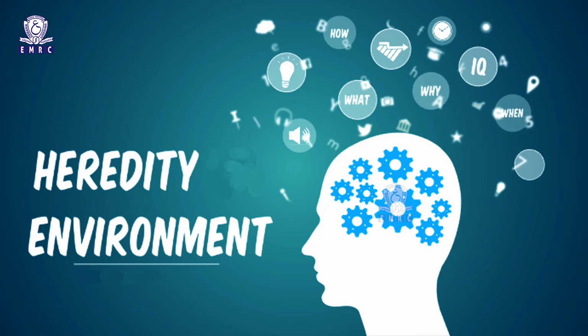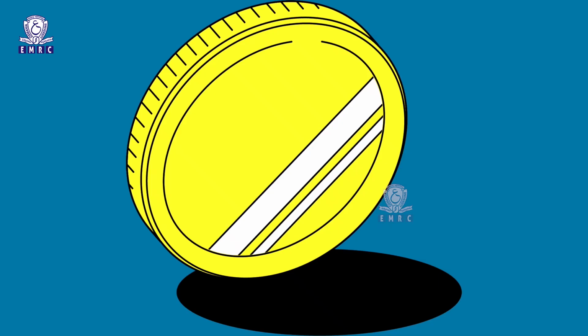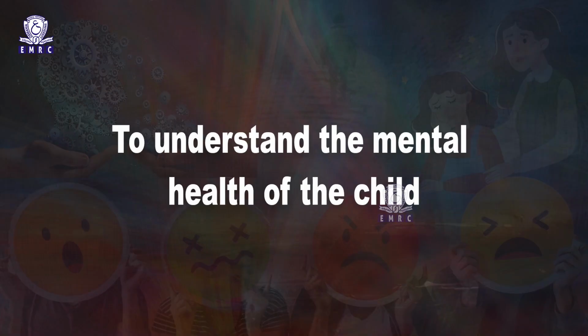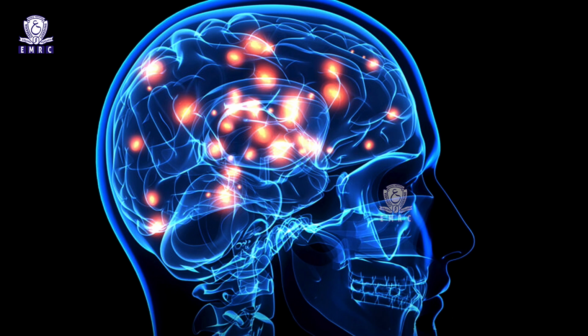Next, to understand the influence of heredity and environment on the child. Educational psychology helps the teacher to know that the child is a product of heredity and environment. They are the two sides of a coin. Both play a prominent part in the all-round development of the child. The next point is to understand the mental health of the child. Educational psychology helps the teacher to know what are the factors responsible for the mental ill health and maladjustment of a student and to suggest improvement thereof.